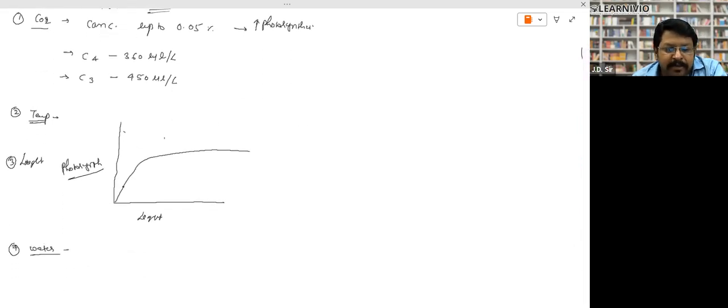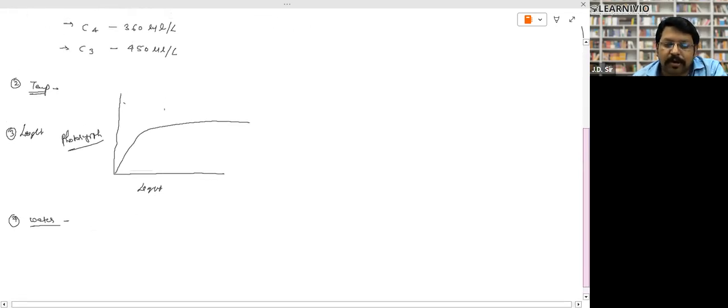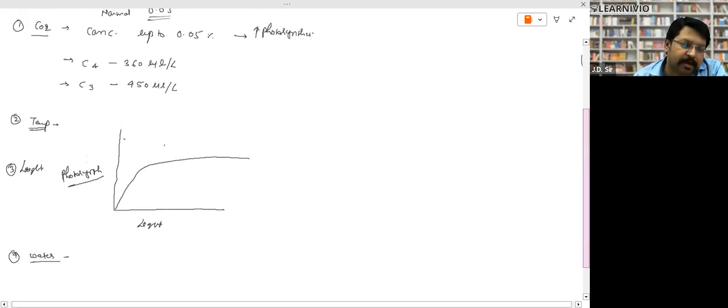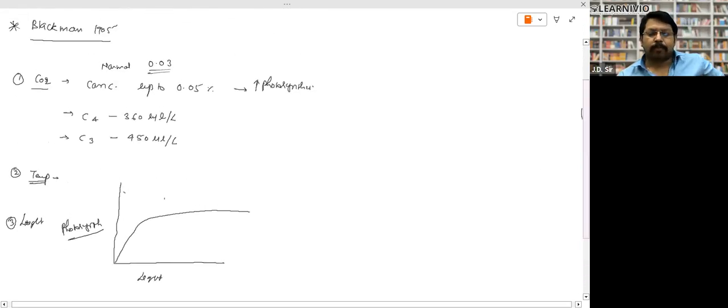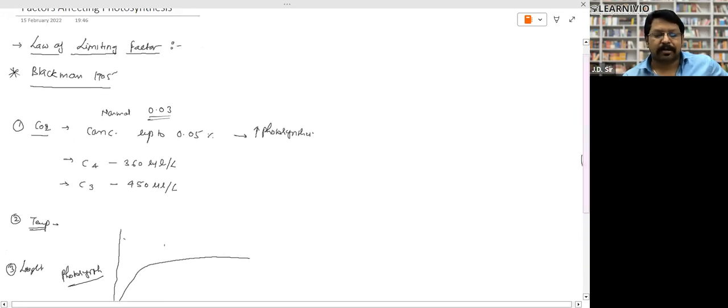If light or temperature increases, photosynthesis will increase up to a certain limit, and after that it will become constant. Beyond a particular limit of light, the cell organelles will start dying. If water is less, the photosynthesis rate will decrease. If water is more, the rate will be better. So these are the factors. You have to remember only the carbon dioxide concentration part. And the law of limiting factor was given by Blackman.